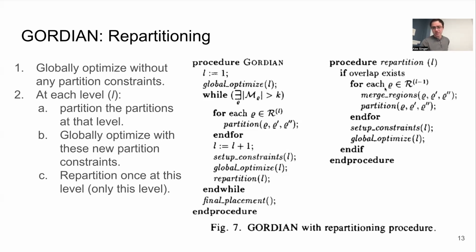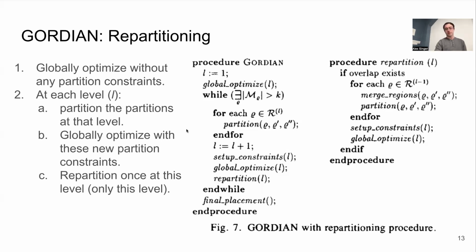For each of the partitions in this level, they're going to merge the regions and then partition again. It basically means undo what I did last time, but using this new global placement information that I got from my previous global placement. We set up the constraints again, and we globally optimize. And notice there's no for loop here. It just does this once. And then once you reach the end of this, we go to the next level, and then the next level, and the next level, until we are sufficiently small.